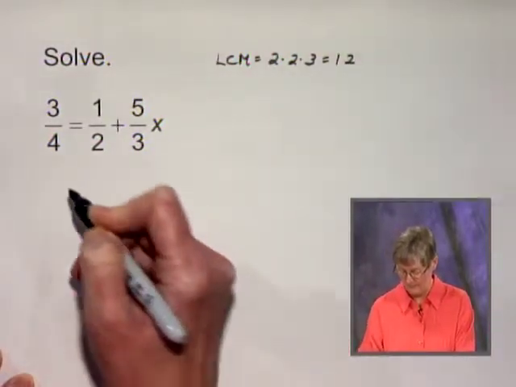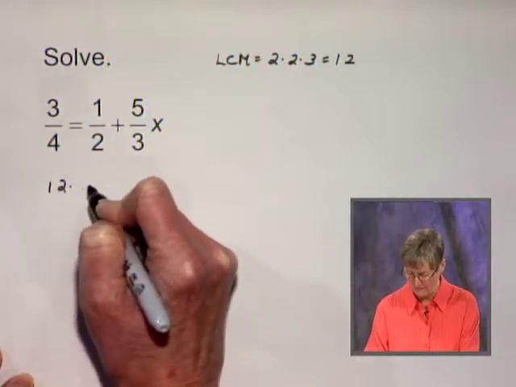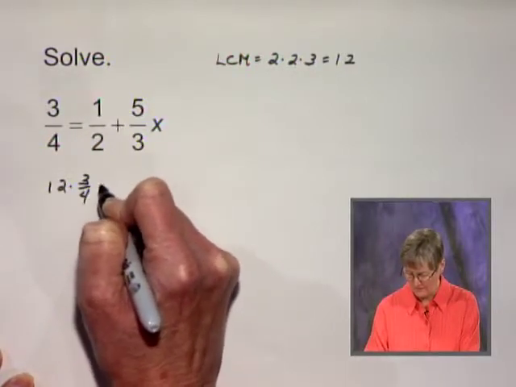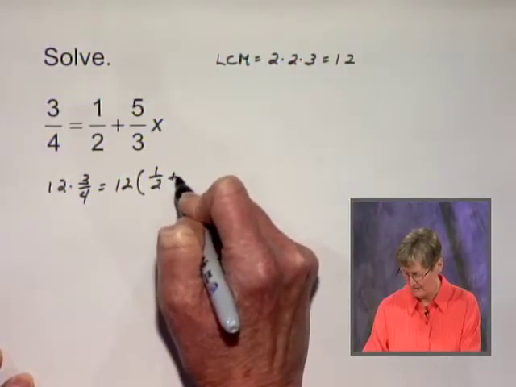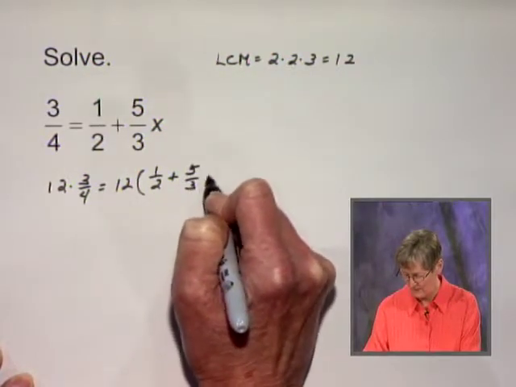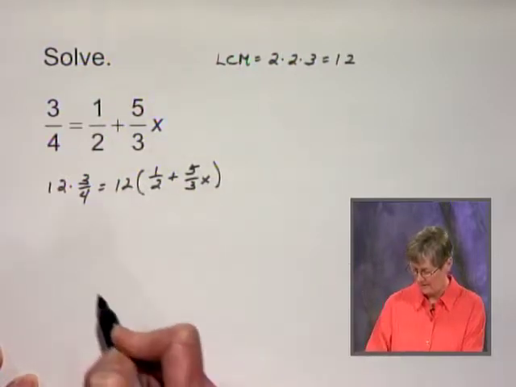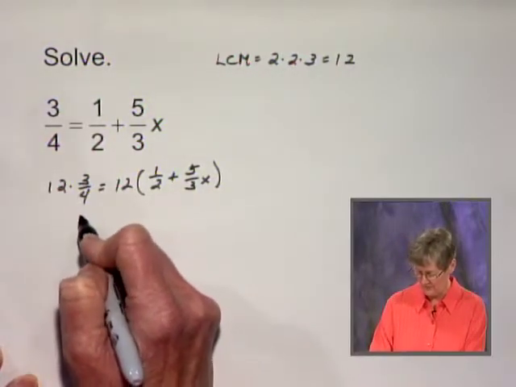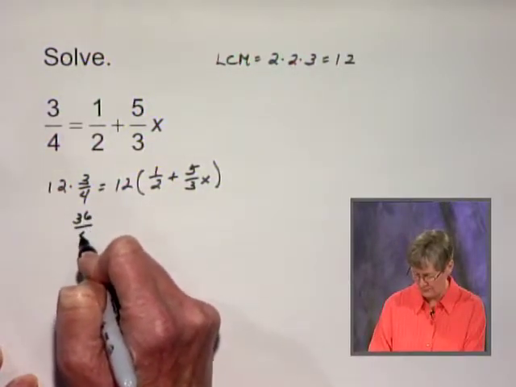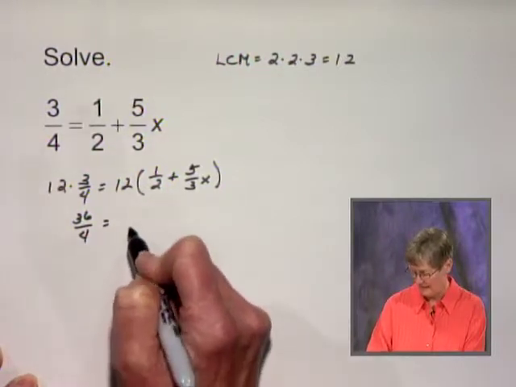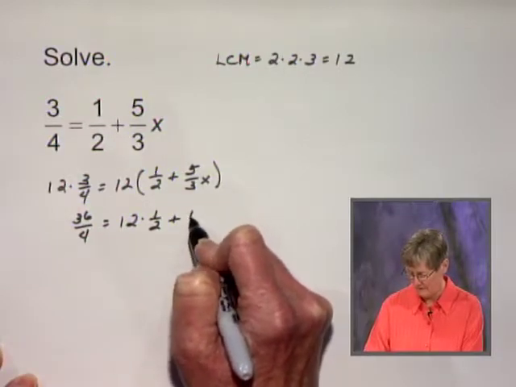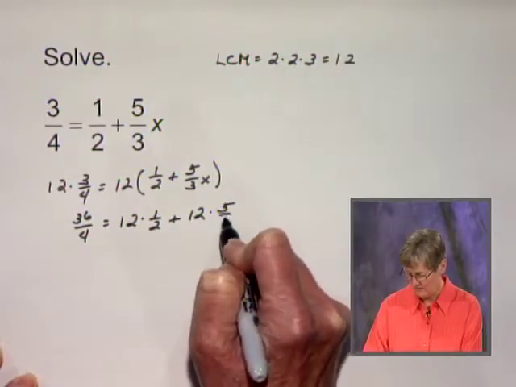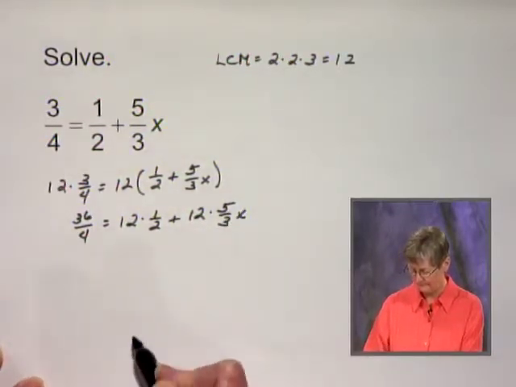And I'll multiply both sides of the equation by 12. On the left, I have 12 times 3/4, and I'll multiply the whole right-hand side by 12. I use parentheses to show that that's what I'm doing. Now on the left, I have 12 times 3, or 36 over 4. And on the right-hand side, I'm going to use the distributive property. I have 12 times 1/2 plus 12 times 5/3 x.